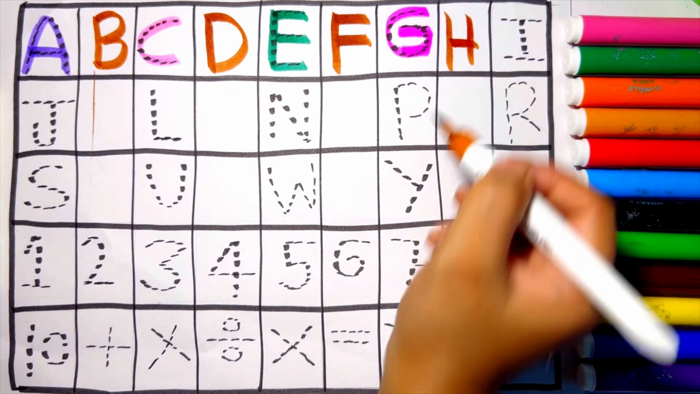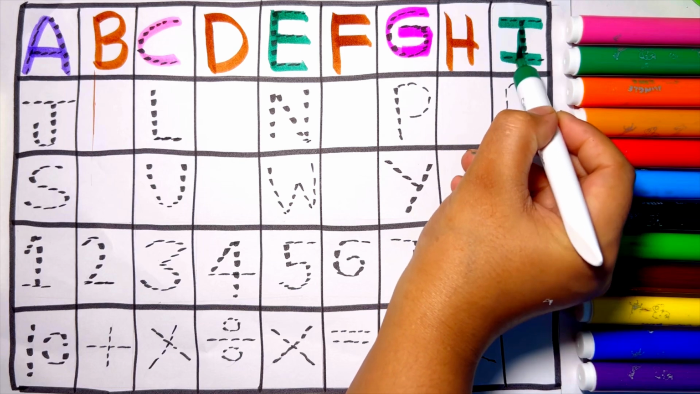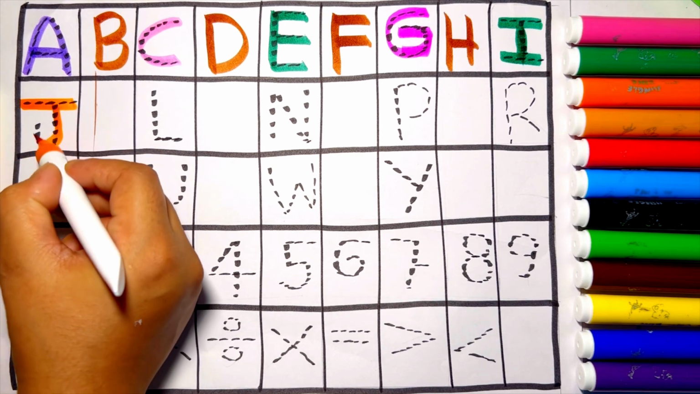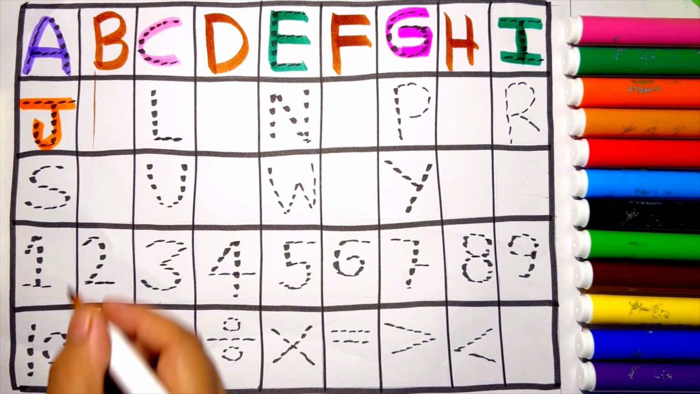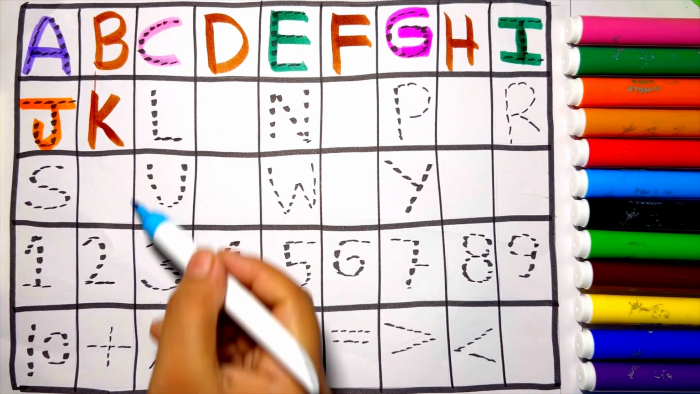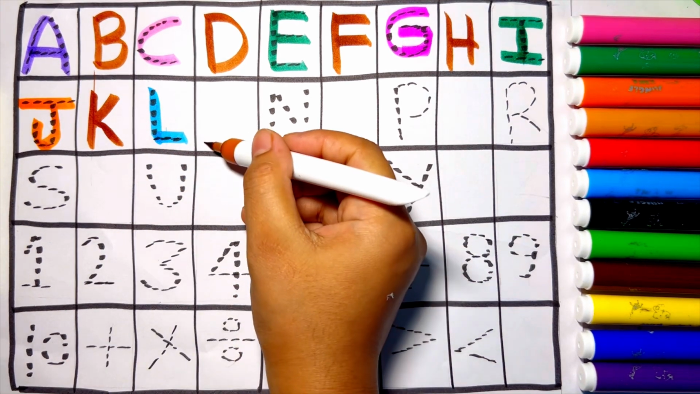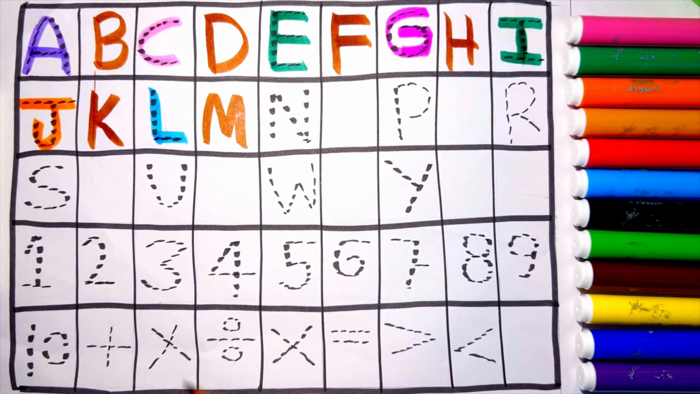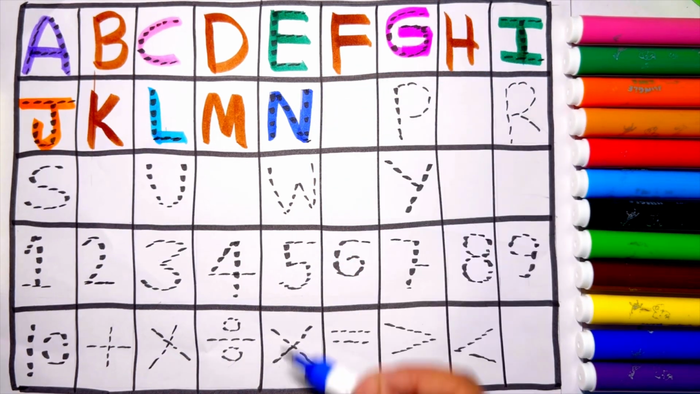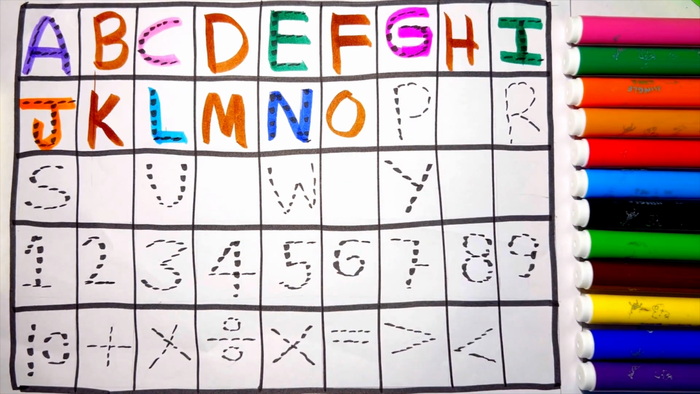H for house. I for ice cream. J for jam. K for kite. L for lemon. M for monkey. N for notebook. O for orange.